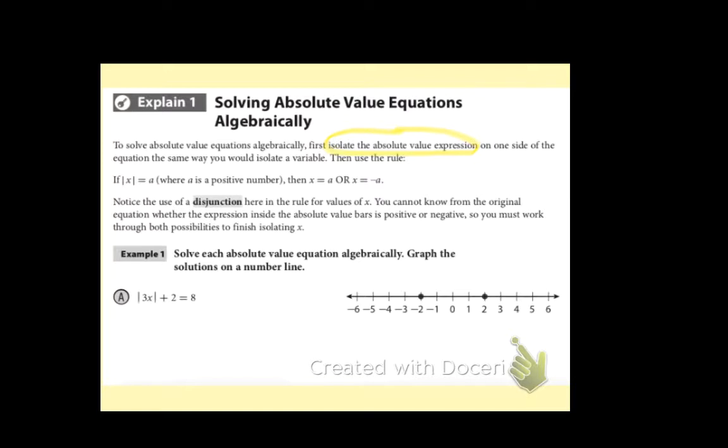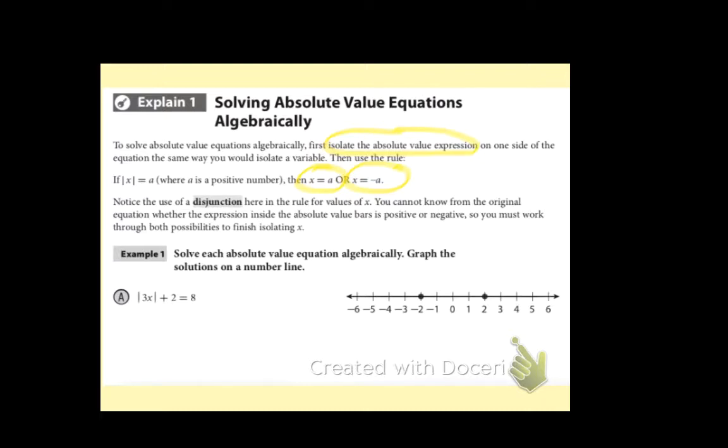If the absolute value of x equals a, where a is positive, then x equals a, or x equals negative a. So we're basically going to write two equations that consider the two possibilities: that the value inside the absolute value is a positive number, and of course when we take the absolute value of a positive number we get a positive, or maybe the value inside is negative, and when I take the absolute value of it I also get a positive.